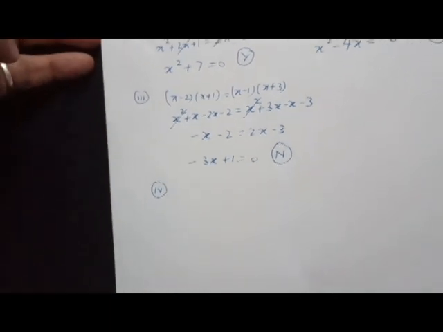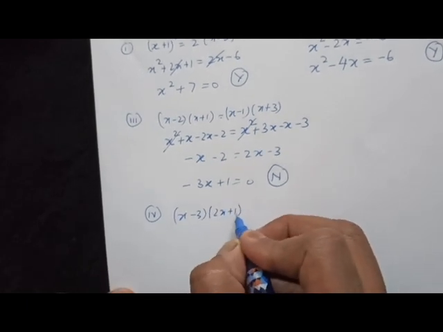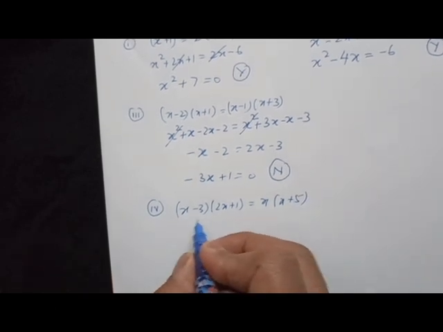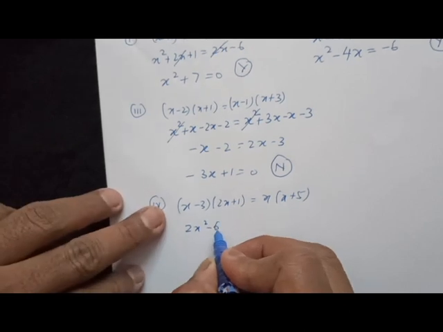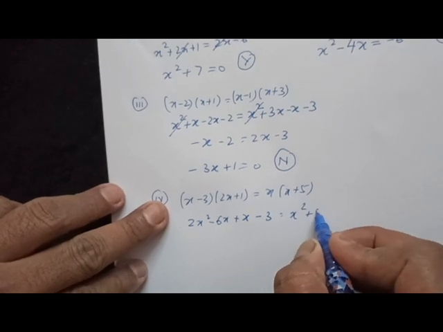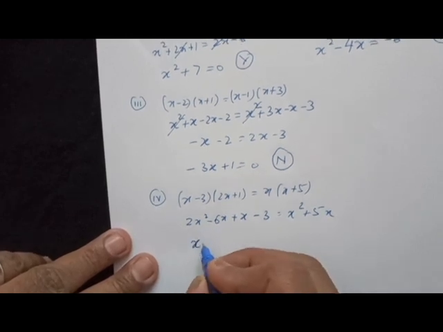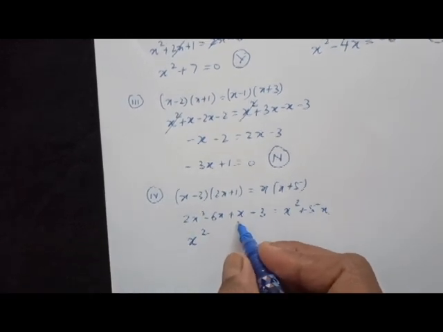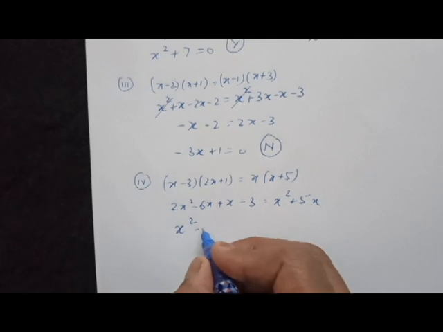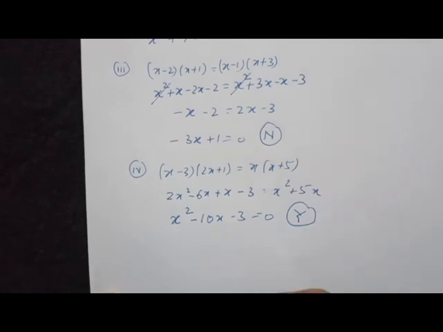Moving on to the fourth part, students. x minus 3 into 2x plus 1 is equal to x into x plus 5. Again, open the brackets. You get 2x square minus 6x plus x minus 3 is equal to x square plus 5x. Bring these terms to the left side. 2x square minus x square will become x square. Minus 6x plus x will give you minus 5x. And this plus 5x will also come out here. It will become minus 10x minus 3 is equal to 0. So this is a quadratic equation.